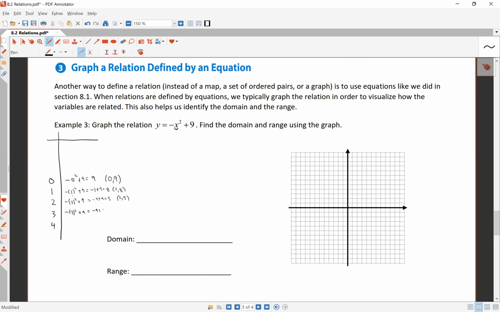The opposite of 3 squared is negative 9 plus 9, which is 0. And the opposite of 4 squared, that's the opposite of 16 plus 9, which is negative 7. So we have the points 0, 9, 1, 8, 2, 5, 3, 0, and 4, negative 7.